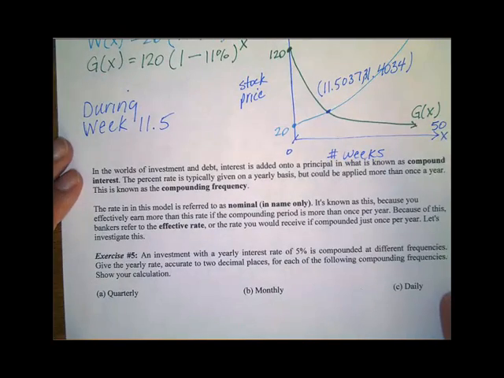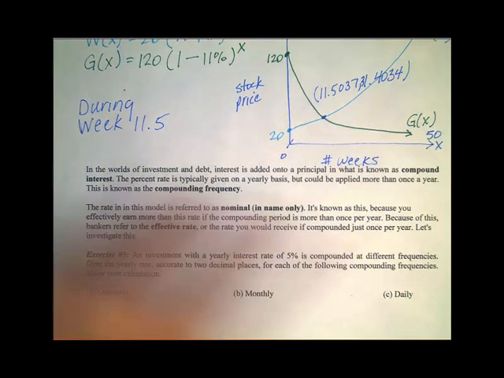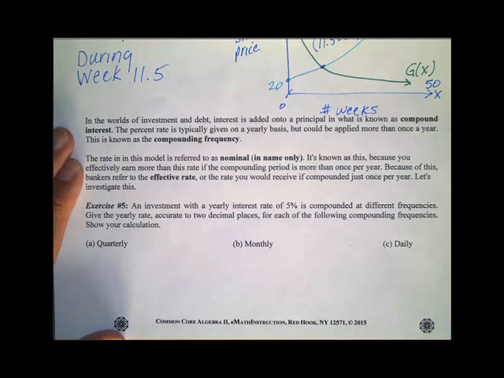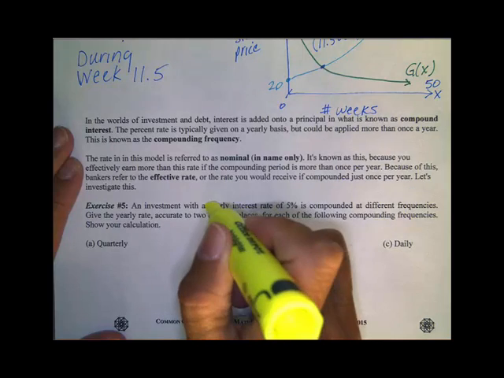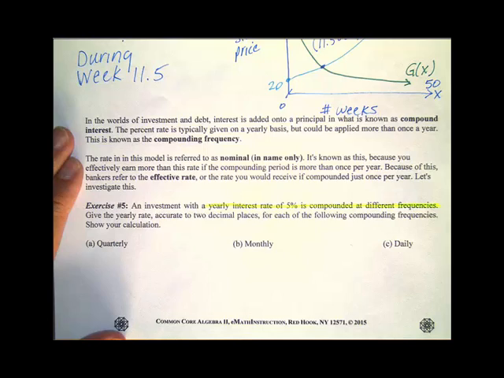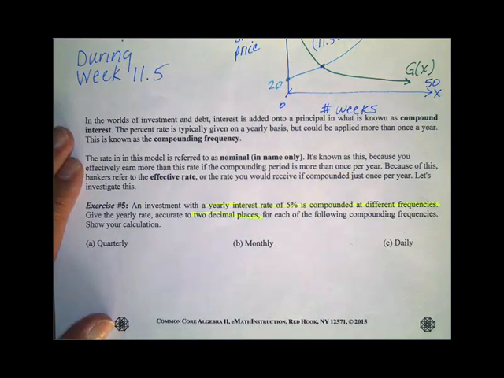Why don't you pause the video and read those 2 paragraphs before we go to exercise 5. Alright, exercise 5. An investment with a yearly interest rate of 5% is compounded at different frequencies. Give the yearly rate accurate to 2 decimal places for each of the following compounded frequencies. Show your calculations.